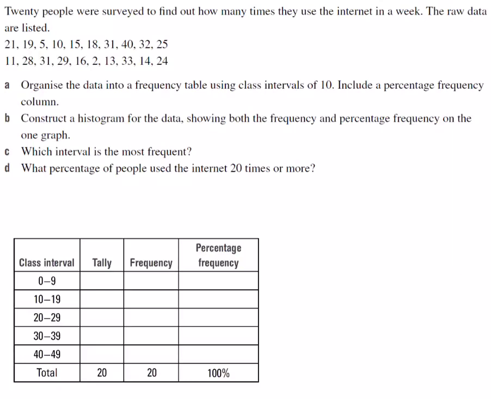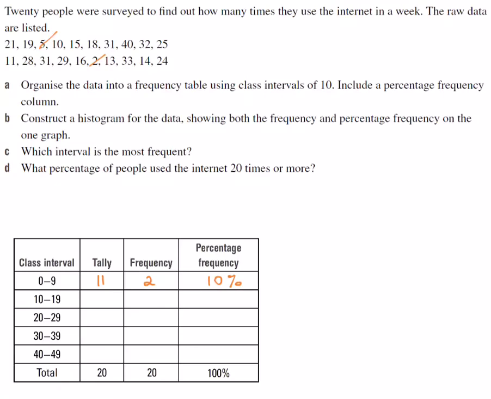So I can see that I've got the class intervals from 0 to 9 spaced out all the way up to 40 to 49. I have a tally, frequency, and percentage frequency column as well. For the first class interval, 0 to 9, I note that I have a frequency of 2. 2 out of 20, I can multiply that by 100 to get a percentage of 10%. So 2 over 20 is 10%.